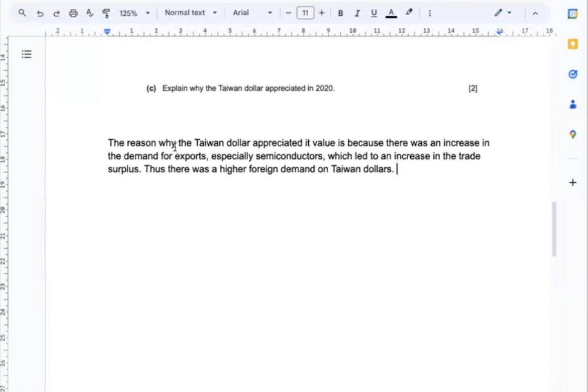Question C, explain why the Taiwan dollar appreciated in 2020. The reason why the Taiwan dollar appreciated is because there was an increase in the demand for exports, especially semiconductors or electronic items, which led to an increase in the trade surplus. Thus, there was a higher foreign demand for Taiwan dollars.